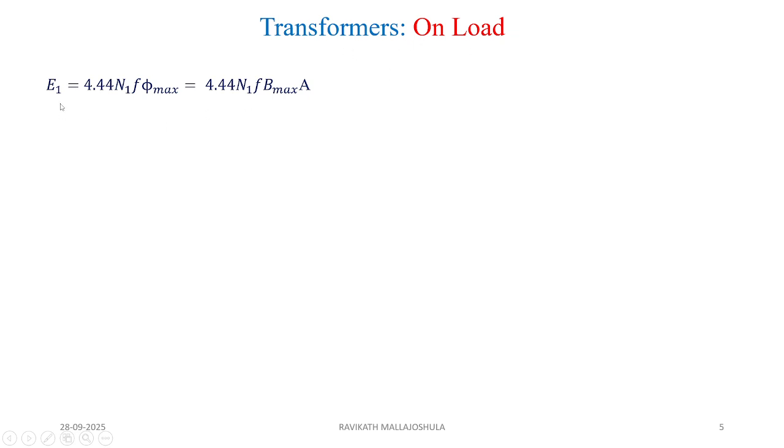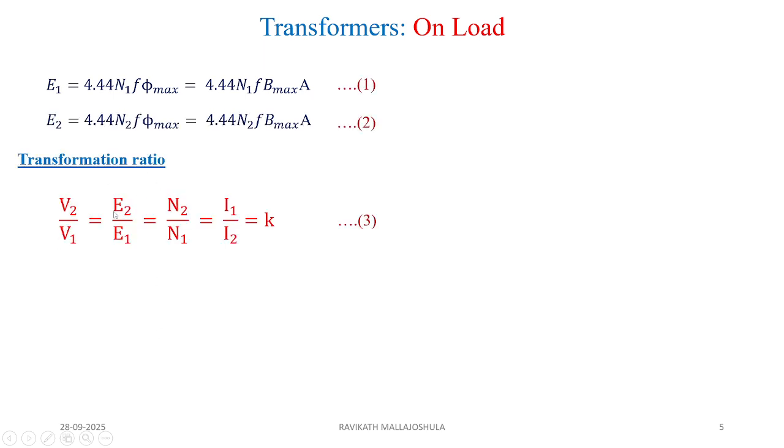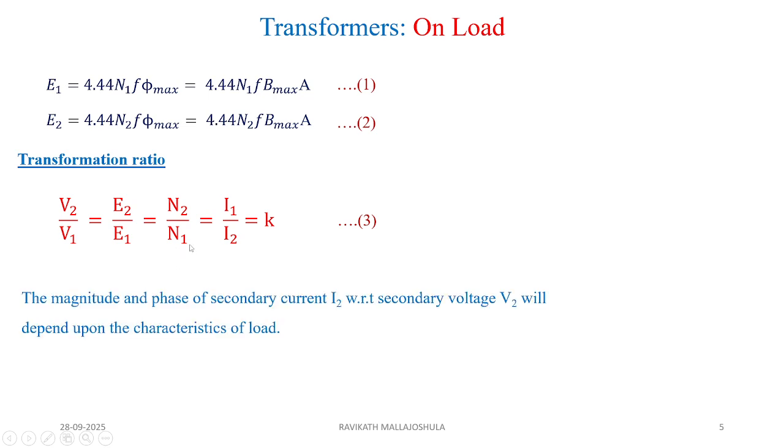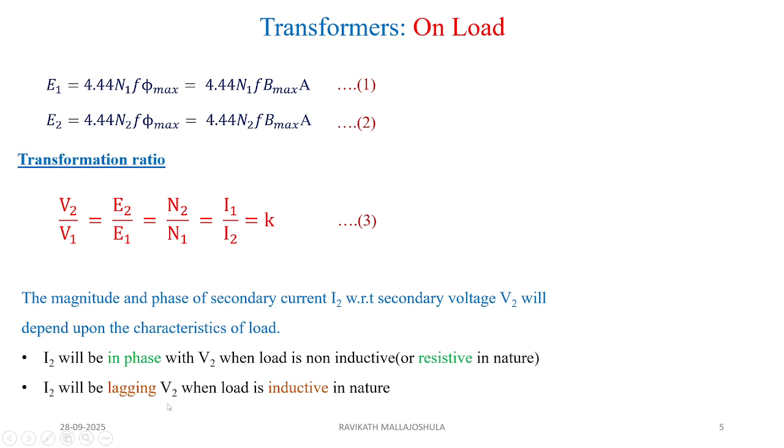Anyhow, when you talk about the transformer, the basic EMF formulas and the transformer ratio formulas, you have to recall the magnitude and phase of secondary current with respect to the secondary voltage V2 will be depending upon the characteristics of the load. What kind of load are we talking about? We're talking about the current I2, which will be in phase with V2 when the load is non-inductive, what we call the resistive nature of the load. And I2 will be lagging V2 when the load is inductive, and I2 will be leading voltage V2 when the load is capacitive in nature.